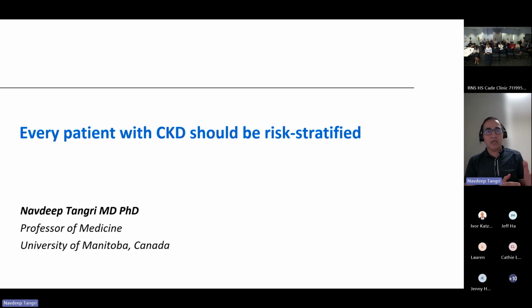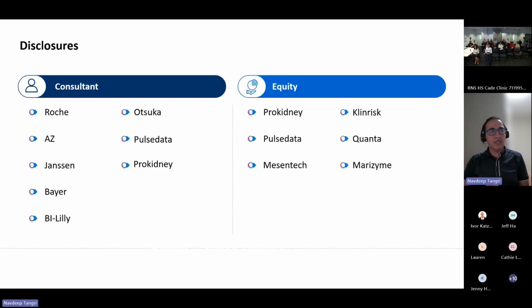So the premise I'm going to start with is that every patient with CKD should be risk stratified, because we have such a common but heterogeneous disease that we should really quantify the absolute risk for each individual. For some people at later stages, it'll be the risk of kidney failure. For others at earlier stages, it'll be the risk of CKD progression. So let's start with that as the starting argument. These are my disclosures.